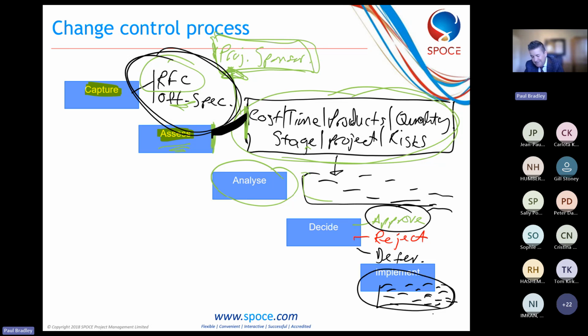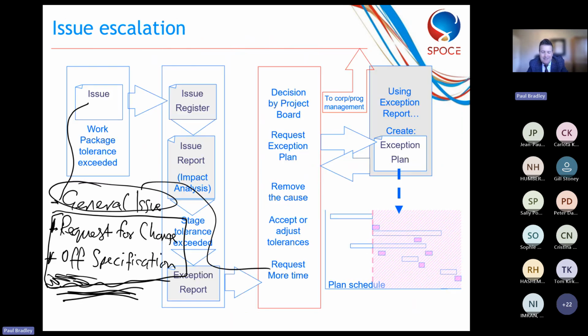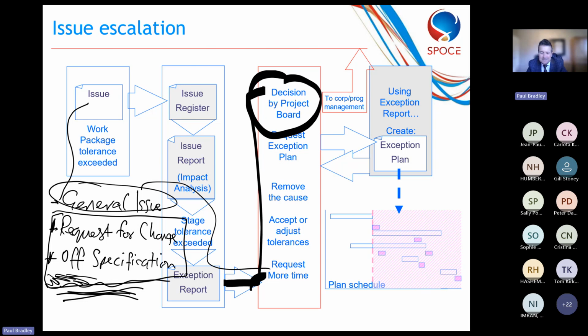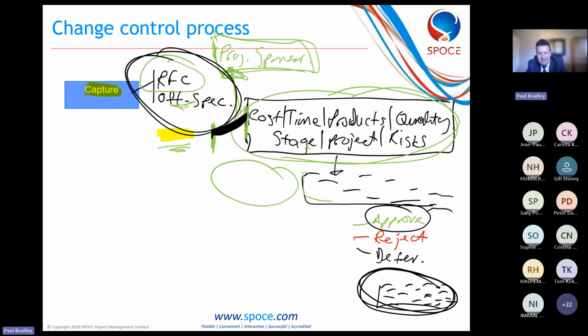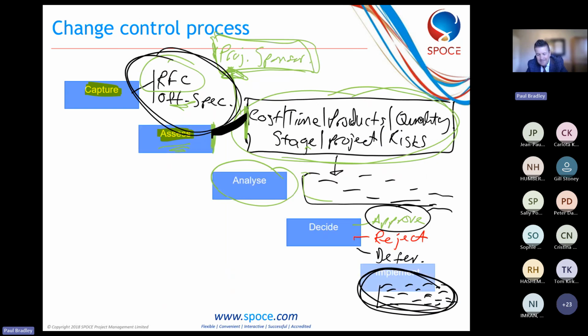If there's a result there that this plan is then going to go into exception, well, we're back here again. Okay, raise an exception report, and pass all this on to the project board to decide. Okay, so they're quite closely linked, these two frameworks. Okay, and that's a change control.